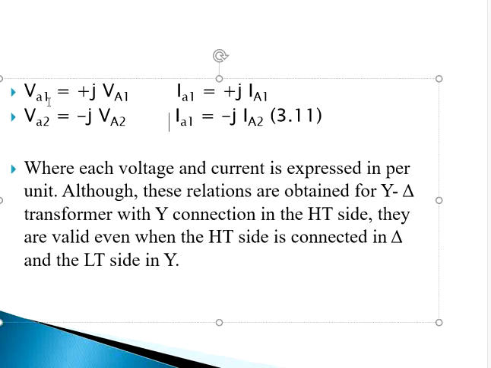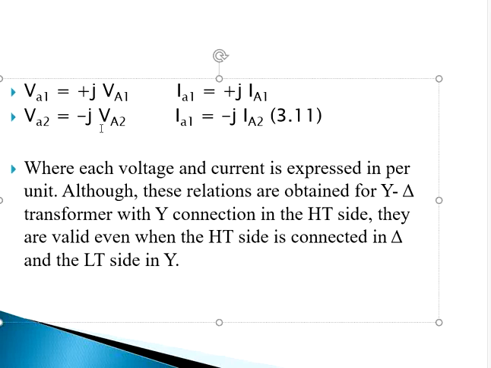Similarly, the negative sequence component of the delta side will be equal to minus 90 degrees, minus J, times VA2, the negative sequence component. Similarly, for the currents, you need to remember this formula. This formula is very important, where each voltage and current is expressed in per unit.